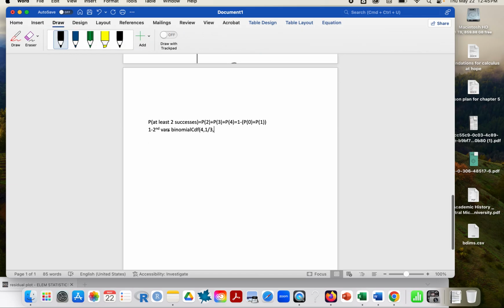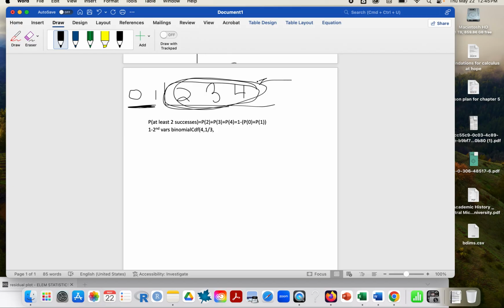Okay. So we have 0, we have 1, we have 2, we have 3, we have 4. These are the 3 probabilities that we're trying to add up. But if I add these 2 probabilities up, and I subtract it from 1, I'll get this probability. And so what I'm going to put here is the 1 that comes from that piece right there.